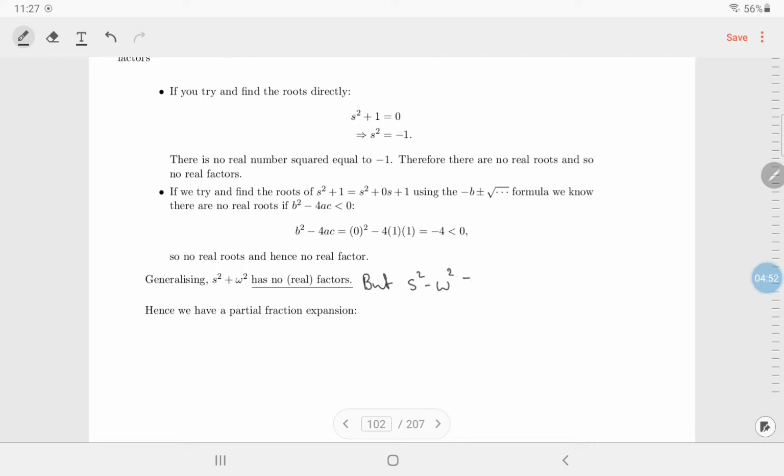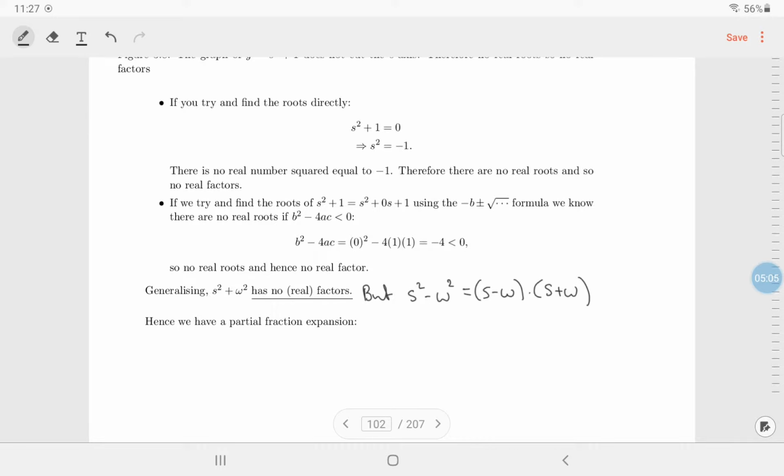That does have factors because it's s minus omega times s plus omega, and none of the arguments above apply to s squared minus omega squared. So for example, if you try and solve s squared minus omega squared equal to 0, you get s squared equal to omega squared. Take square roots and be careful, you have s is plus or minus omega.